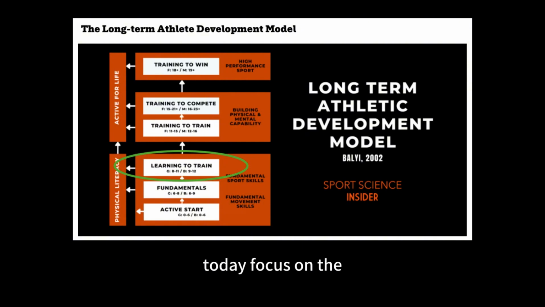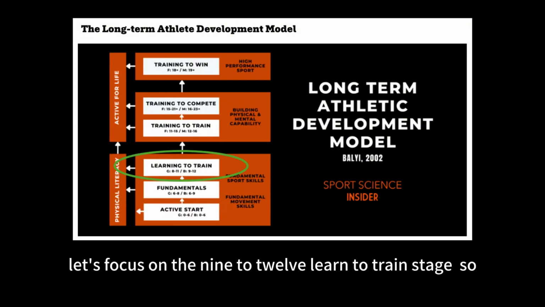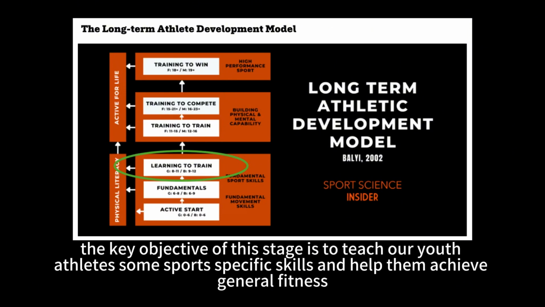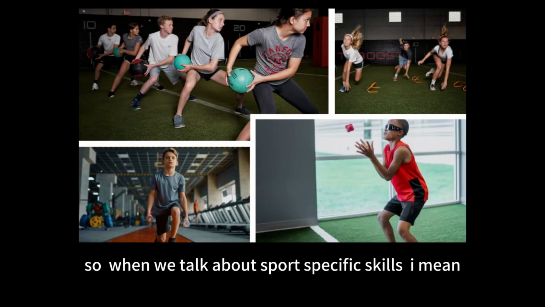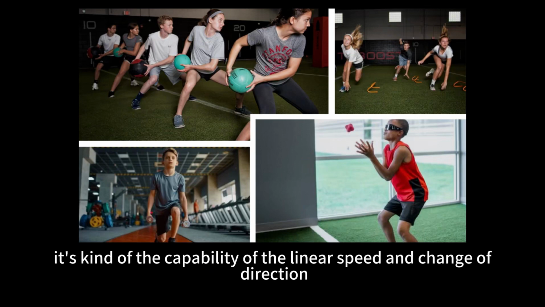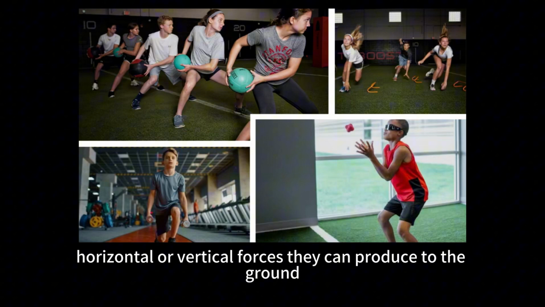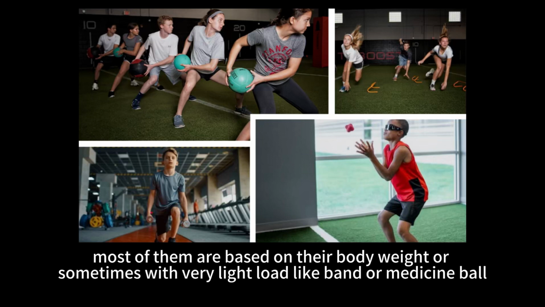Today let's focus on the 9 to 12 learn to train stage. The key objectives of this stage are to teach our youth athletes some sports specific skills and help them achieve general fitness. When we talk about sport specific skills, it's the capability of linear speed and change of direction, and the horizontal or vertical forces they can produce to the ground. When we do these drills, most of them are based on body weight, or sometimes with very light load like band or medicine ball.